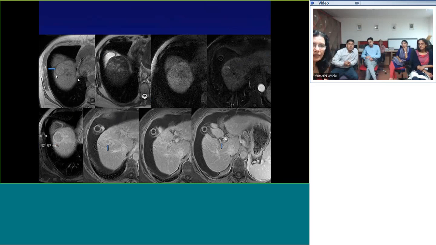This is another lesion, again hyperintense on T2, enhancing and washing out with a capsule, a pseudo capsule. And this is a patient, and then same patient, notice that there is thrombus in the right portal vein, and the main portal vein looks kind of, these are just collaterals. So there is portal vein thrombus.